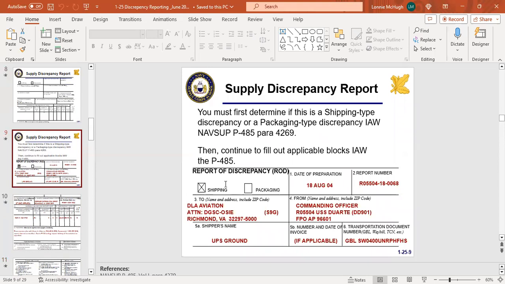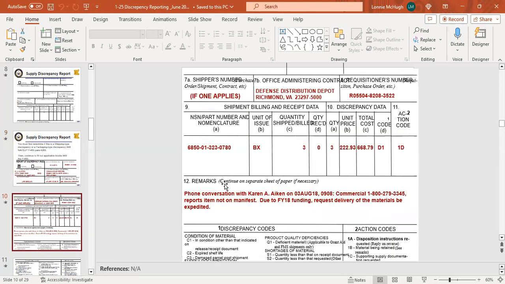Right, so this is where we have started to fill one out. You can see date prepared was filled out, report number, to, from, shipper, and then we're going to move on. This is the SDR halved and screenshotted, so it doesn't line up perfectly, but you can see block 10D is the discrepancy code, then the action code, and block 11 is also listed on the 364. If you see right below block 12, the remarks block, there are the discrepancy codes and the action codes listed. That allows people to track in the database where the issues are coming from, so they can do trend analysis and send it to the right department.